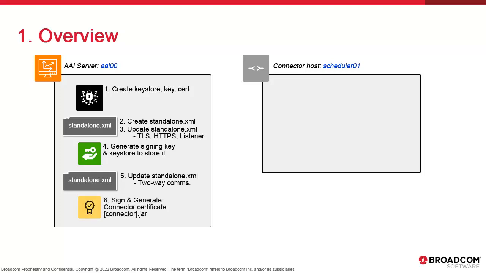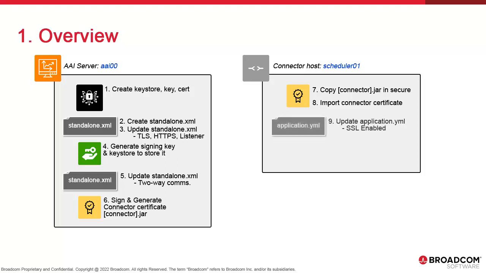Then we generate a signed certificate for the connector framework using the key we just generated. This certificate is packaged in a jar file. We copy the jar file to the connector host and place it in a dedicated location in the file system. Next, we import the connector certificate. Specific elements are needed, such as the AAI host, the connector name, and a few more things. On the connector host, we update the configuration file application.yaml to enable SSL. We reinstall a connector on the web interface. Again, assuming no errors, the connection between the AAI server and the connector is now properly secured.